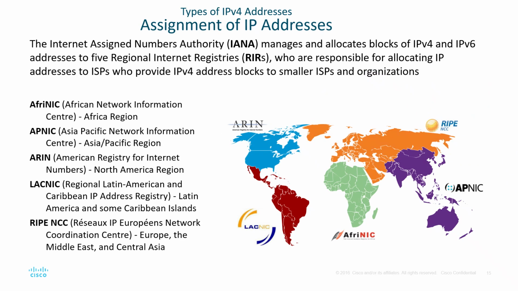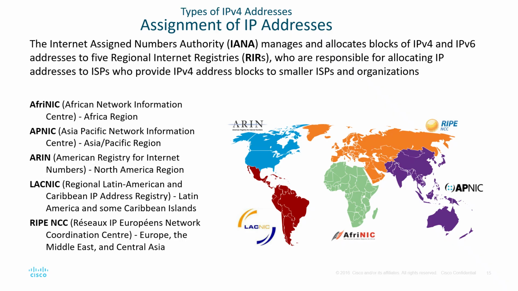So assignment of addresses. The Internet Assigned Numbers Authority, IANA, manages and allocates blocks of IP4 and IP6 addresses to 5 regional internet registries, or RIRs. They are responsible for allocating IP addresses to ISPs who provide the IP4 address blocks to smaller ISPs and organizations. So they are global. So be familiar with their globalness, where they're located.